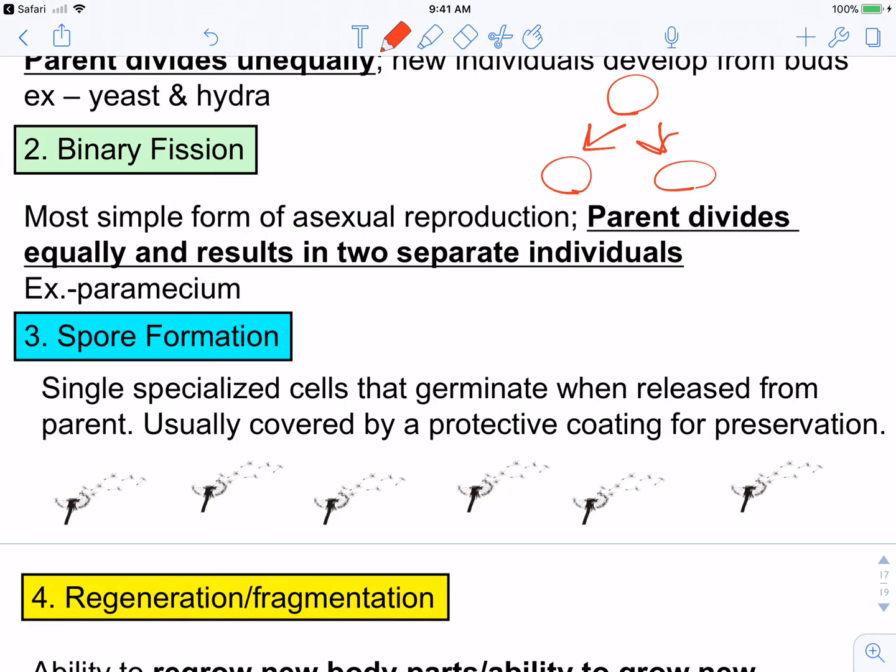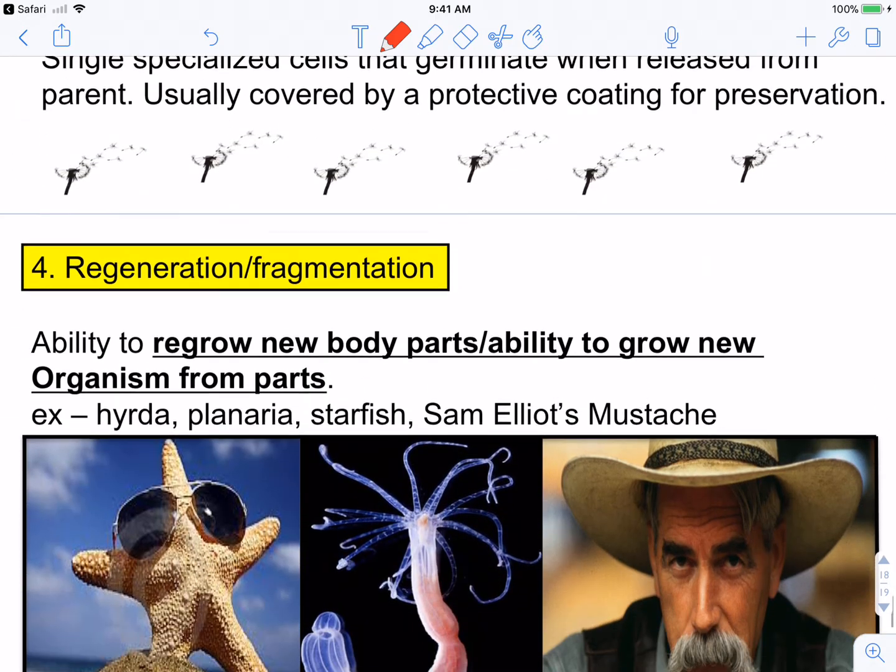Spore formation. So this is how fungi reproduce. Cells will just germinate when released from the parent. So they're usually covered by like a protective coating for preservation. So we also see this in plants, such as vascular plants and ferns.